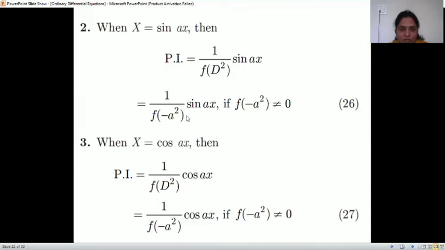1 upon f of minus a square into sine ax, where that f of minus a square should not be equal to 0. Similarly, it is for cos also. So f of D square, where D square is getting replaced by minus of a square. And where that f of minus a square is also not equal to 0.